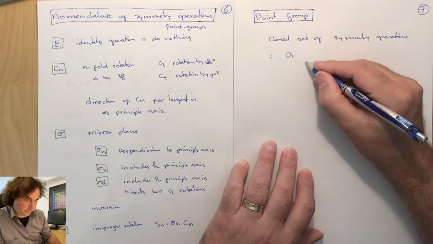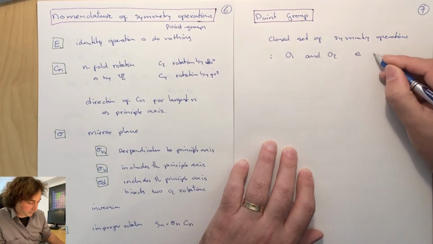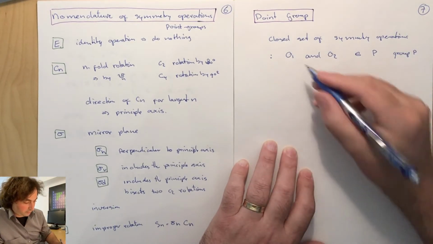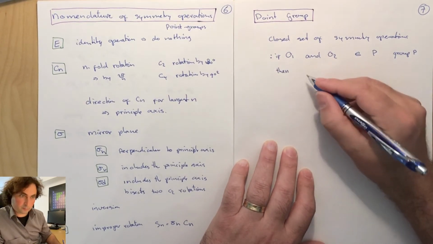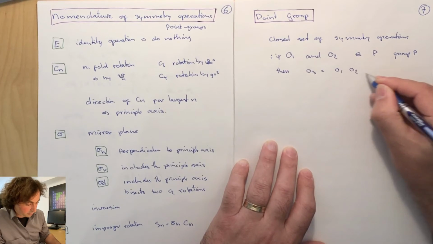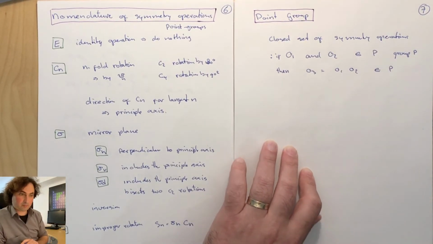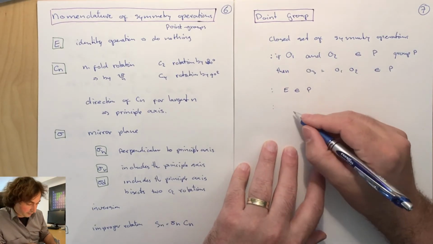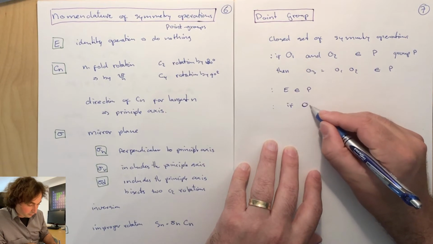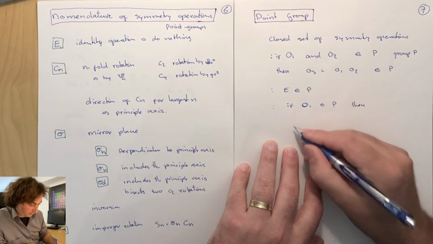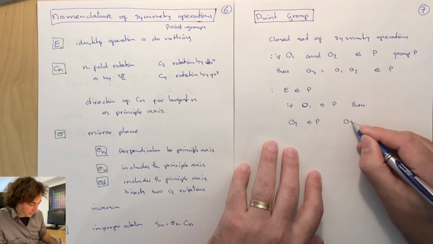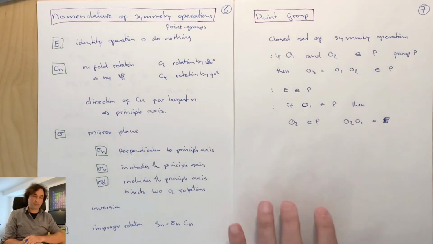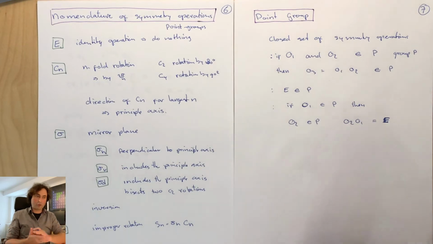So if O1 and O2 are elements of the group, let's call the group P, then O3, which is O1 times O2, must also be an element of P. Furthermore, we require that E is an element of P, and we require that if O1 is an element of P, then O2 must be an element of P, for which O2 O1 is the identity operator E. So if O1 is an element of the group, then the inverse operator must be an element of the group as well.